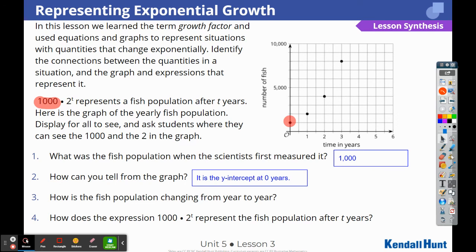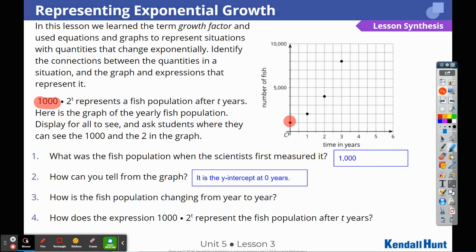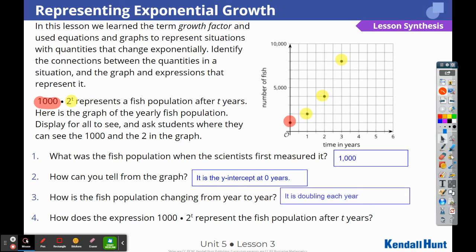How is the fish population changing from year to year? We can see that in the equation because we're multiplying by 2 every time. On the graph, you can see that it has 1,000. After the first year, it increases to 2,000. The second year, we have 4,000. The third year, we have 8,000. So you can see that it is doubling every year.